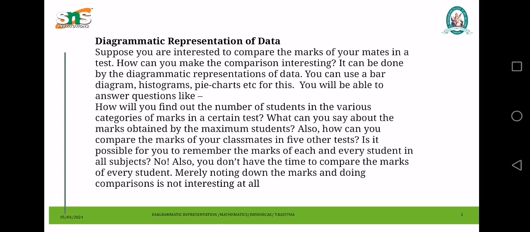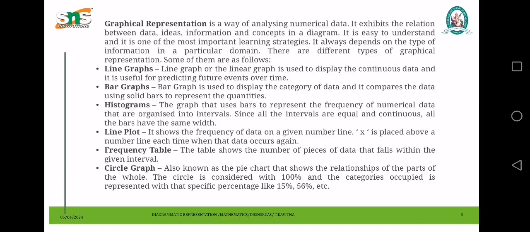Is it possible for you to remember the marks of each and every student in all subjects? No. Also, you don't have the time to compare the marks of every student. Merely noting down the marks and doing comparison is not interesting at all. Graphical representation is a way of analyzing numerical data.